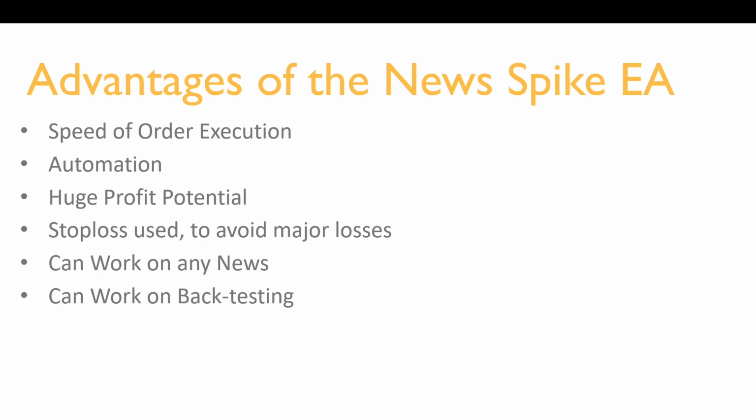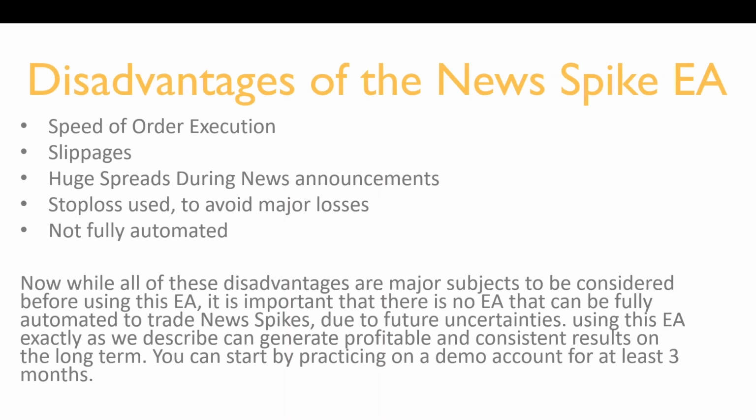Now, for the backtesting, I recommend using quality data. Personally, I use TickStory data, but you can use Dukascopy or any other source that you can download quality data from and backtest it on the news so you get more precise performance of the expert advisor. All right. Now let's look at the disadvantages of the news spike here.